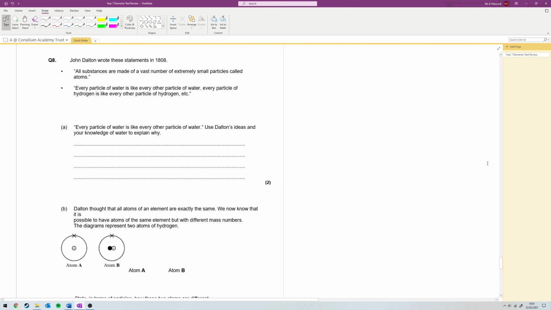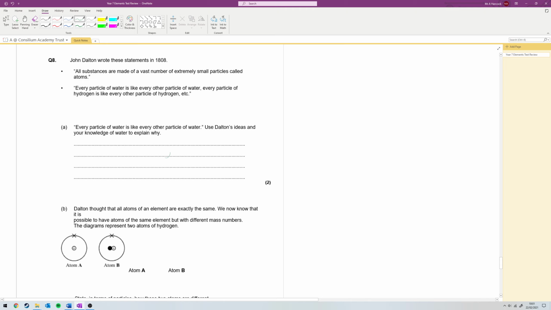So, question 8. John Dalton said, all substances are made of a vast number of extremely small particles called atoms. Every particle of water is like every other particle of water, and every particle of hydrogen is like every other particle of hydrogen, etc. So part A, the first statement. Use Dalton's ideas and your knowledge of water to explain why.